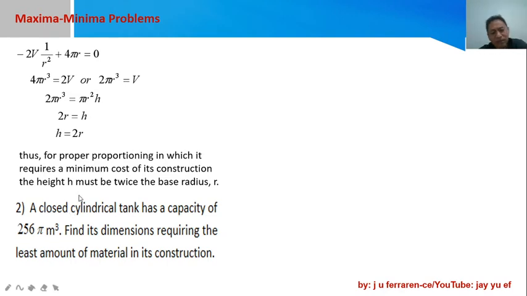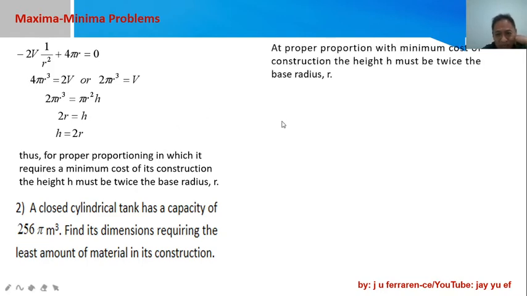Okay, so of course, when you design a tank, or any structure, your consideration is to deliver what your clients need at a minimum cost, and at the same time you will be after the safety of your structure. Now, using the proper proportioning, what is the proper proportioning? The height must be twice the base radius.